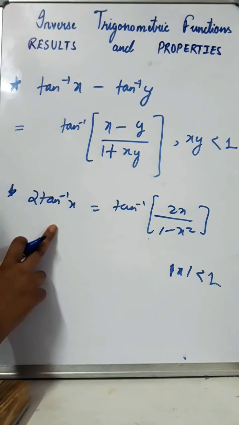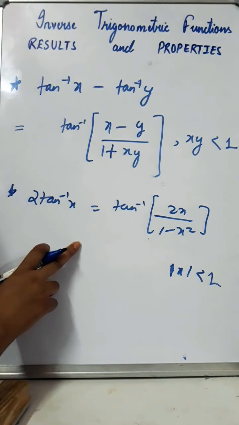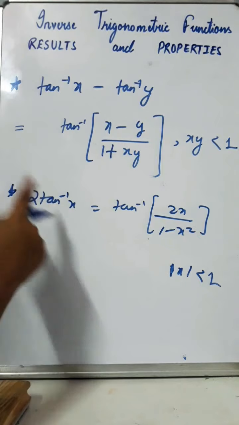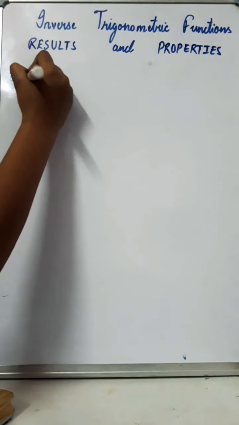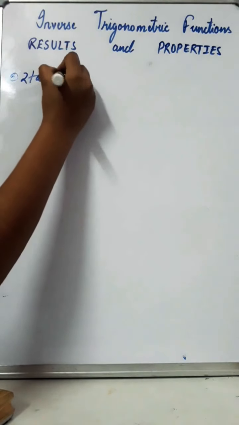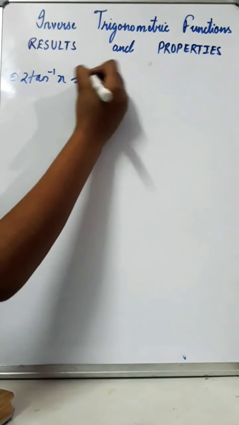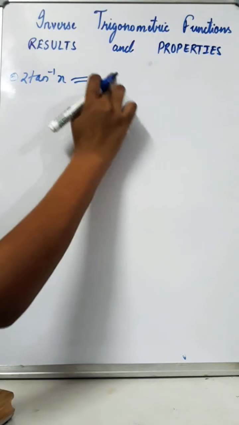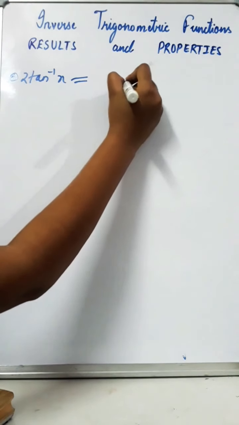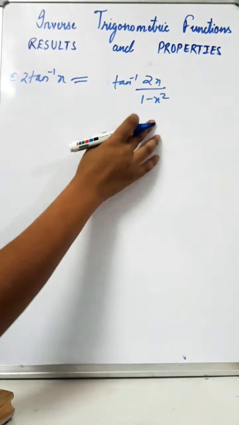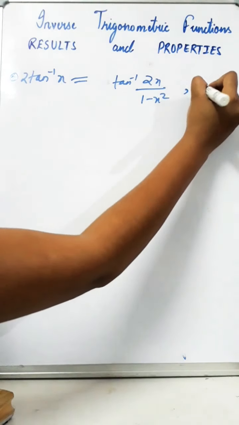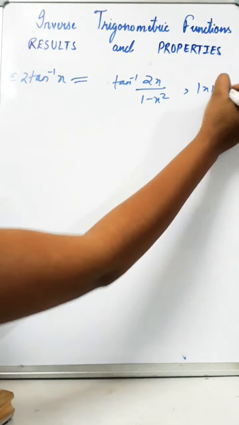Here you will use the formula of tan 2 theta, right? Take tan inverse x as theta, go on solving, you will get the same thing. The last property that we discussed was 2 times tan inverse x is equal to tan inverse 2x upon 1 minus x square, right? Here your mod of x is smaller than 1.